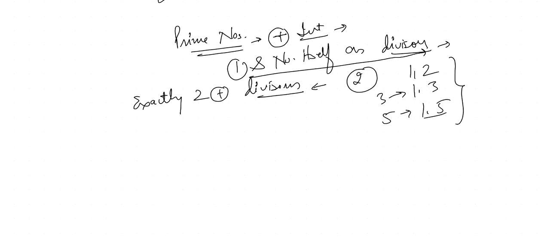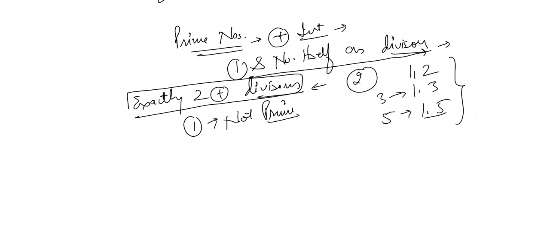1 is not a prime number. Why? Because it doesn't satisfy this definition. It has only one positive divisor, which is 1. It doesn't have two positive divisors. A prime number must have exactly two positive divisors. Okay.